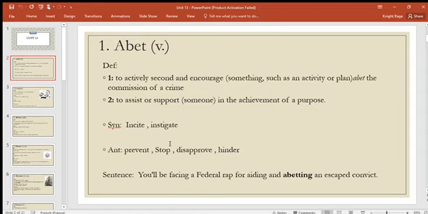In another context, as I told you, it can simply mean to assist in the achievement of a purpose. For example, if you abet violence in your home, you should not be surprised if your children grow up to be abusers.